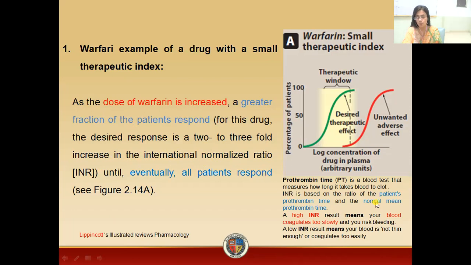And this is the ratio between the patient's prothrombin time to the normal mean prothrombin time. And what is prothrombin time? It is a blood test that measures how long it takes for the blood to clot.